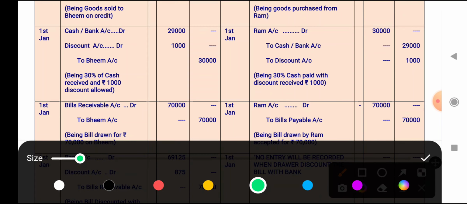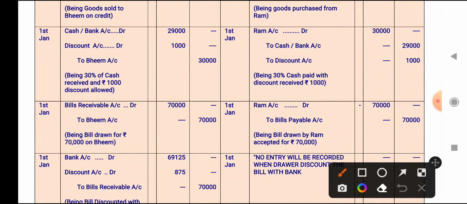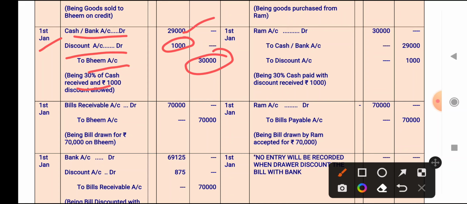So let us see the next general entry. So what is next general entry? For cash received. So cash account debit, discount account debit to Beam account 30,000, discount 1,000, remaining will be cash. Being 30% of cash received and discount allowed 1,000 rupees. Okay. Next, in the books of Beam, whom you are paying? Ram we are paying. So 1st January Ram account debit to cash or bank account, to discount account, 30,000, 29,000, 1,000.